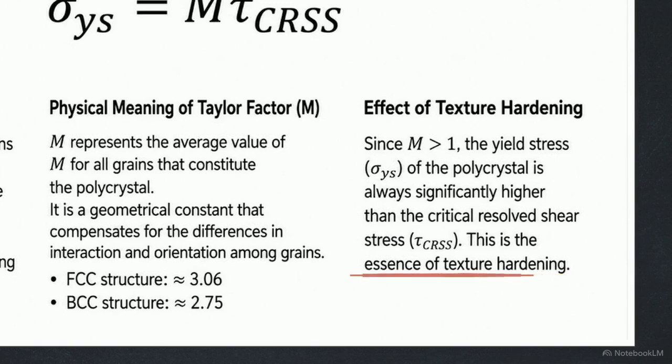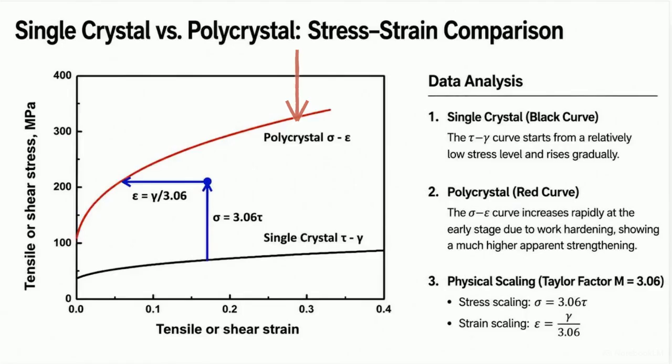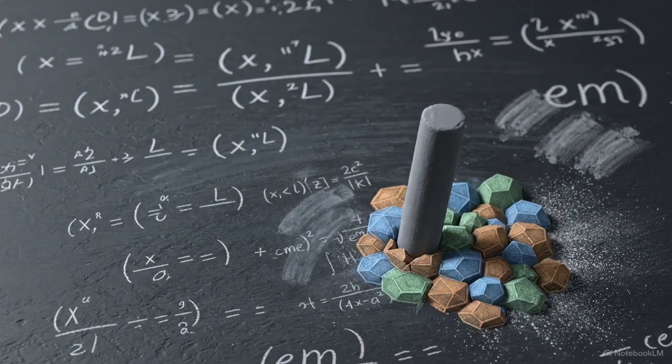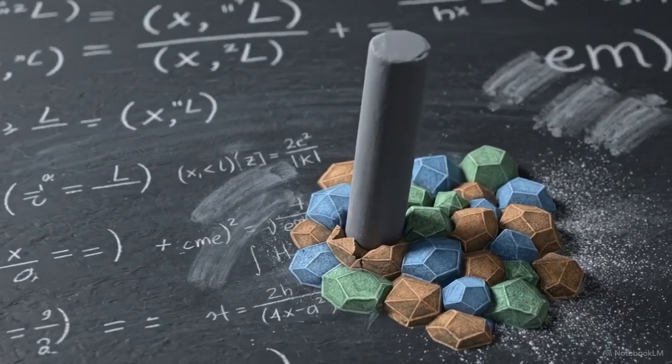The red polycrystal curve shows a higher stress requirement and faster hardening rate than the single crystal black curve. The Taylor factor scales these curves, multiplying the vertical stress by 3.06 and dividing the horizontal shear strain by the same factor. Macroscopic material strength results from the structural geometry of the grain network scaling the baseline atomic bond strength.